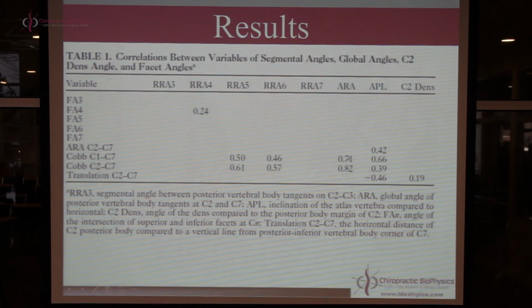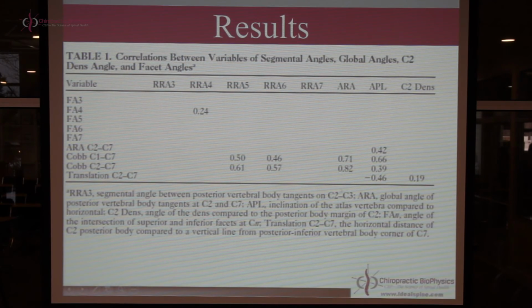C2 to C7, ARA, posterior body angle of curvature, is it correlated to the Cobb angle? Well, yeah, it's really strongly correlated, 0.7 and 0.8. That's approaching 1.0. So these would be considered good to excellent correlations. That means the cervical curve with one method is correlated to the cervical curve with another method, etc.